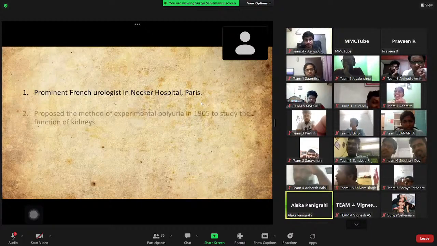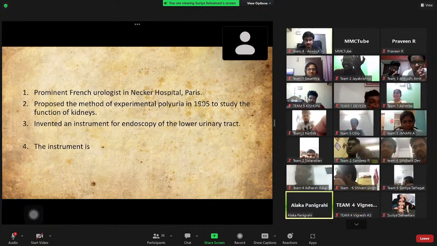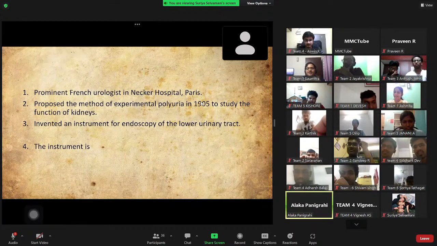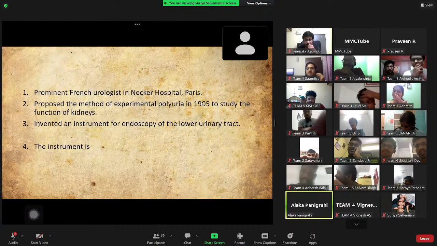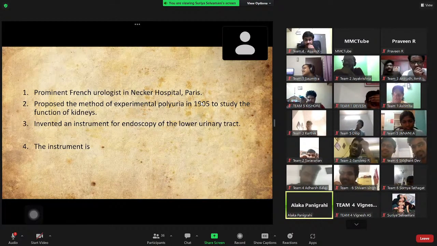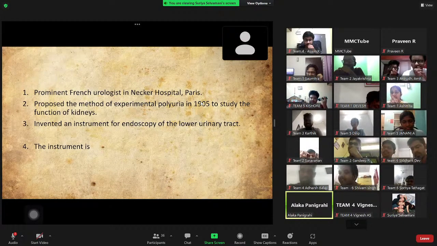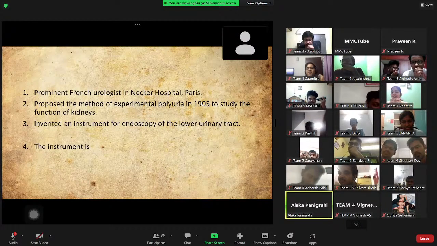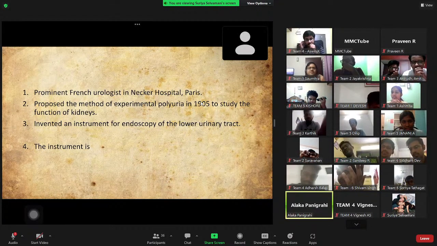So he is a prominent French urologist in Paris, and he proposed a method of experimental polyuria to study the function of the kidneys. He invented the instrument for endoscopy of the lower urinary tract, and that is called the Albarran lever or the Albarran deflecting bridge. And thereafter, there have been some eponyms for him, like Albarran glands, which are tiny submucosal glands near the prostate gland area. Then there is the Albarran sign, which is a sign of cancer in the renal pelvis. So shall we move on to the next question?